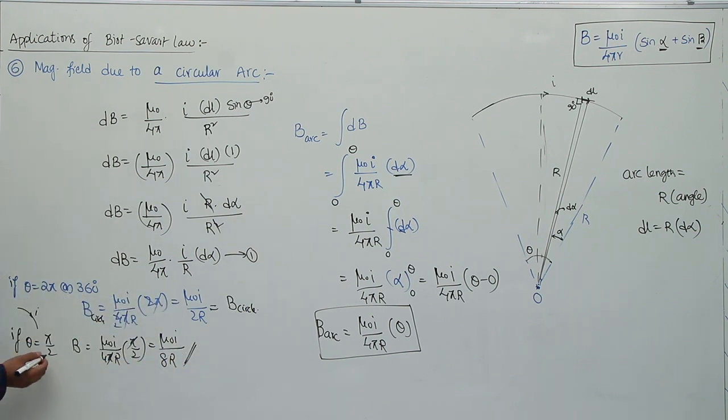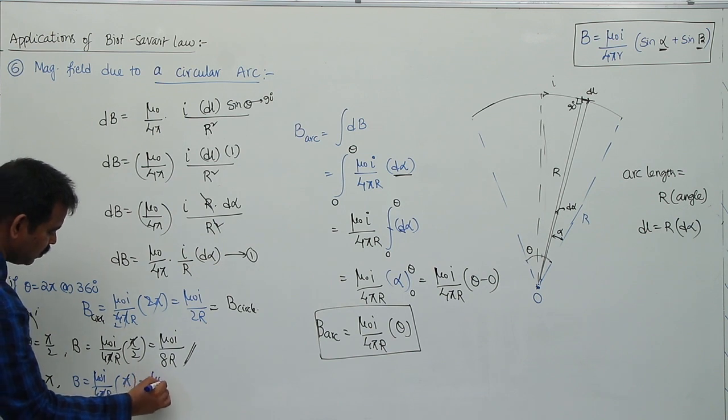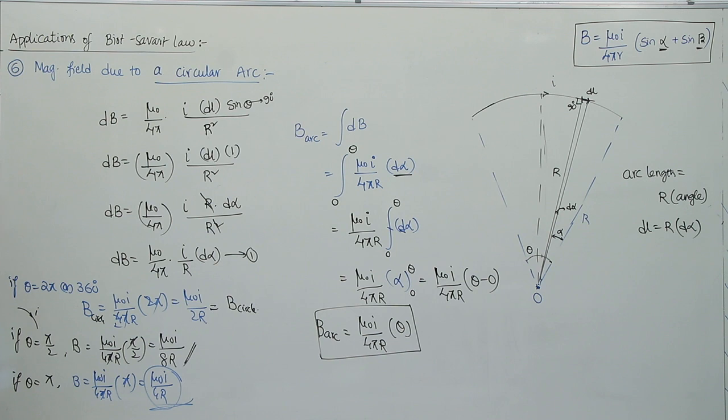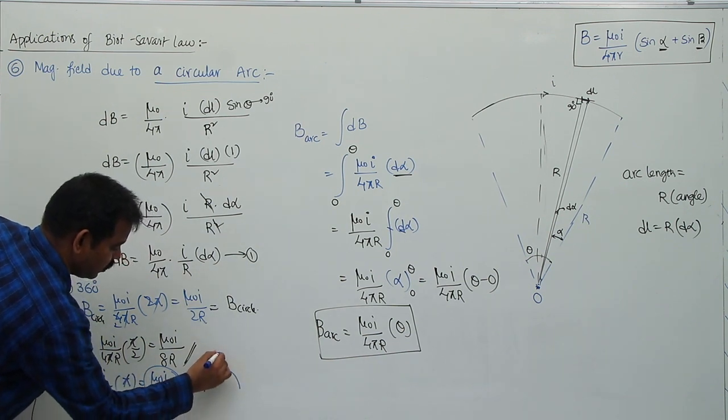Now if theta is 180 degrees, that is for a semicircle, if theta is equal to 180 degrees or pi radians, then B will become mu naught I by 4 pi r into pi, this pi and pi get cancelled, mu naught I by 4r. This is the magnetic field due to a semicircular coil carrying current I.